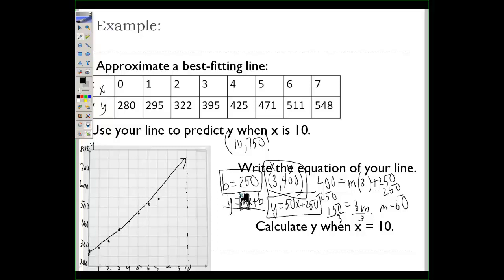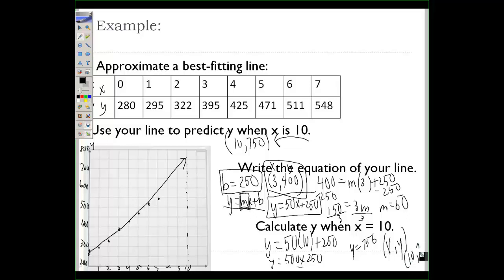Now I have the equation of a line, and I can actually calculate y when x equals 10. So I'm going to find y when x equals 10. And as you can see, I got for an answer y equals 750. Exactly what my approximation was. Okay, when x is 10, y is 750.